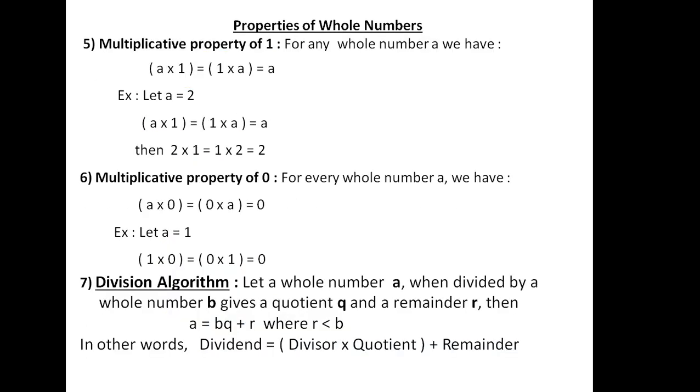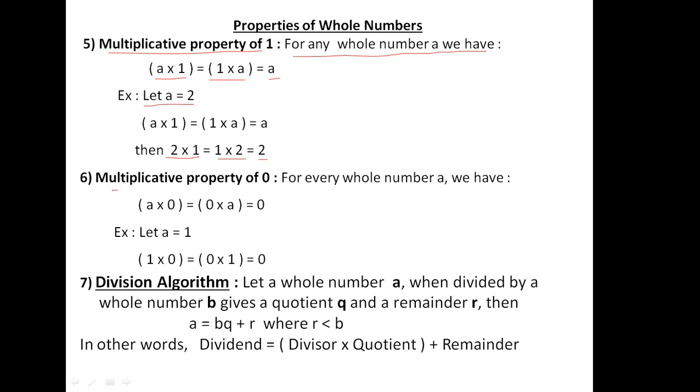Now the next property is the multiplicative property of 1. For any whole number a, we have a × 1 equals 1 × a, it will come a, which means if we multiply any whole number with 1 the result will be the same number itself. Here let a equal 2, which means 2 is multiplied by 1 or 1 is multiplied by 2, the result will come 2.